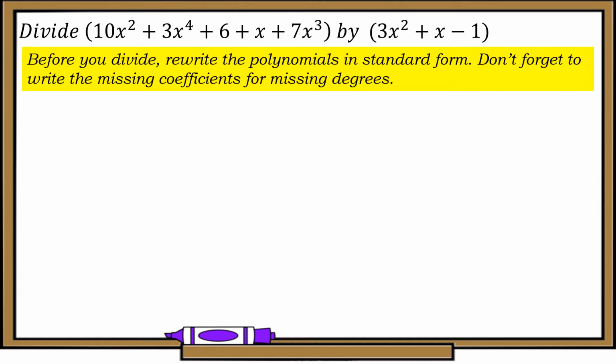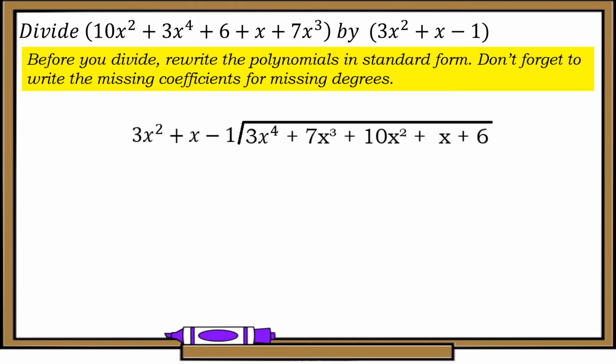So, let us look at the dividend. The highest exponent is 3x to the fourth. Then, positive 7x cubed. So, descending powers of x. So, we have 3x to the fourth plus 7x cubed plus 10x squared plus x plus 6. Divided by, our divisor is 3x squared plus x minus 1.